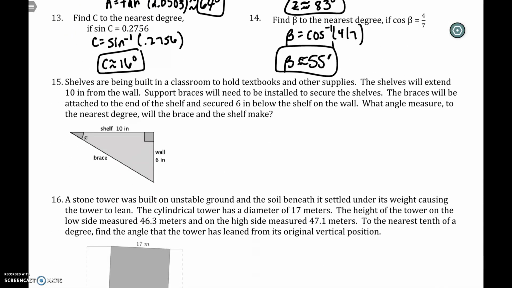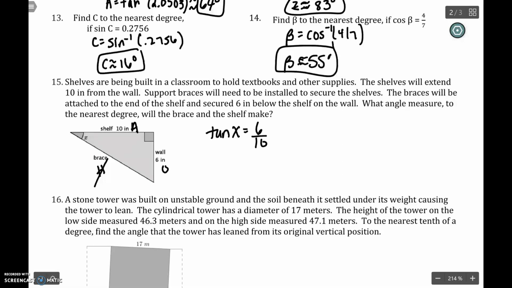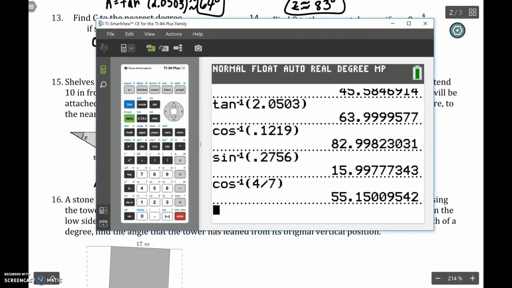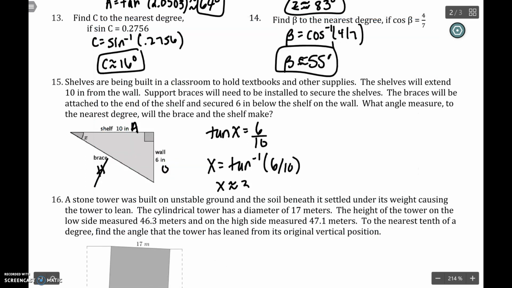15, we have the same concept here. We're trying to find this angle. It's a word problem though. That doesn't change how we approach it. This is the opposite and the hypotenuse is blank. And this is the adjacent. So that would be tangent. Tangent of x equals the opposite over the adjacent. We're going to do the inverse tangent of both sides. And this says to the nearest degree. Which should be about 31 degrees.